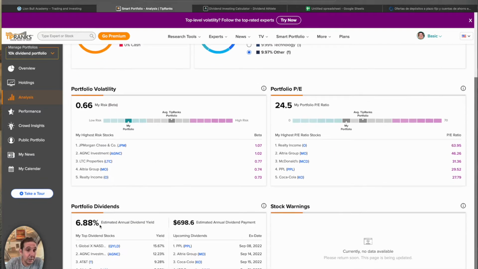The average dividend yield of this portfolio at the moment is 6.88%. That is around $700. Around this amount, we will earn each year $700. Remember, you need to count the tax and take it away, and it's going to be a little bit less. But to simplify this video, we're not going to talk about tax.